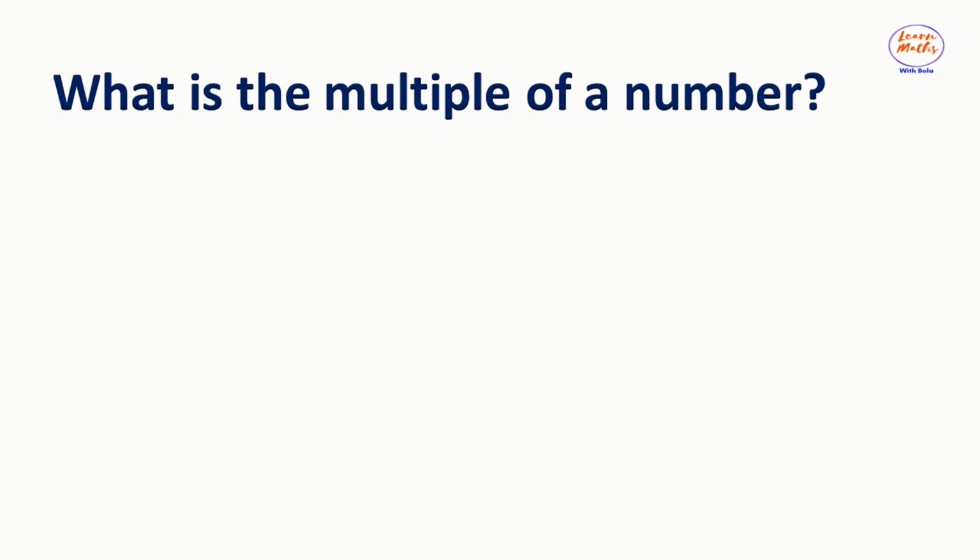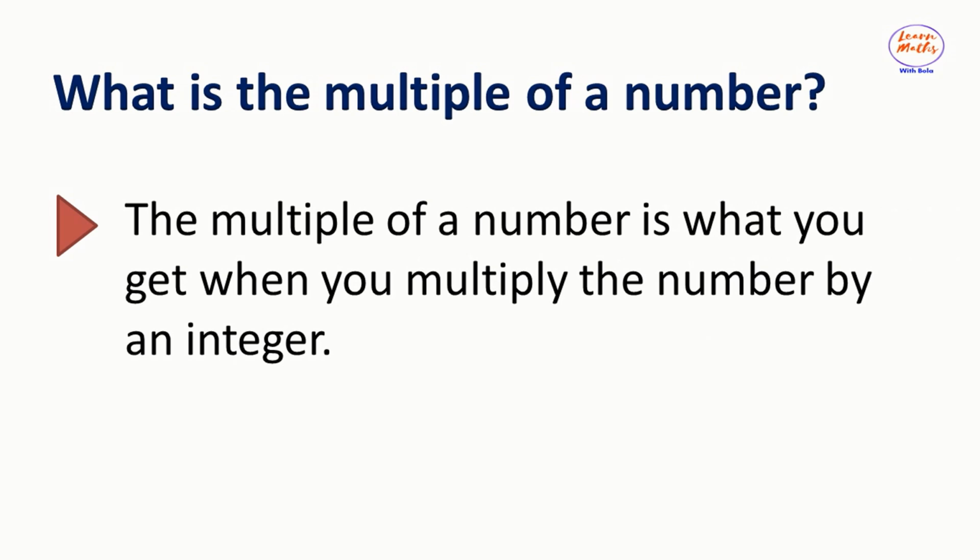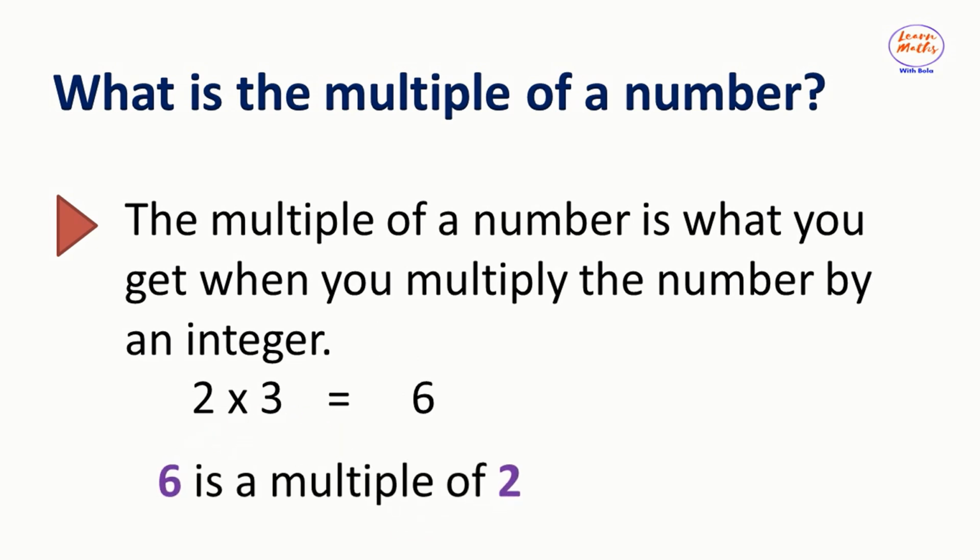Now, what is the multiple of a number? The multiple of a number is what you get when you multiply the number by an integer. So when you have something like 2 times 3, the answer is 6. Now, the multiple here is 6 and it is a multiple of 2. So the multiple of a number is what you get when you multiply the number by an integer.